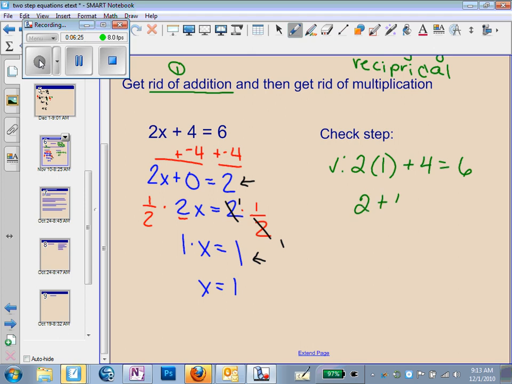And then I simplify, and you can tell very quickly that the two sides are indeed equal. They do give you a true statement. 6 is equal to 6.